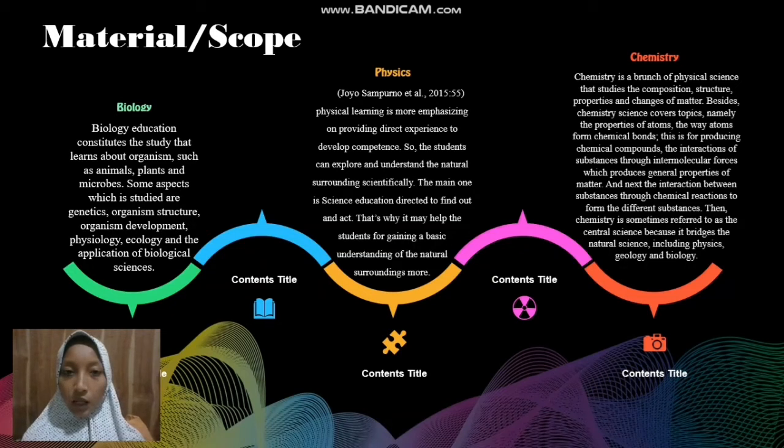Then physics. According to Joyo Sampurna, physics learning is more emphasizing on providing direct experience to develop competence, so the students can explore and understand the natural surroundings scientifically. The main one is that science education is directed to find out and act. That's why it may help the student gain a basic understanding of the natural surroundings more.